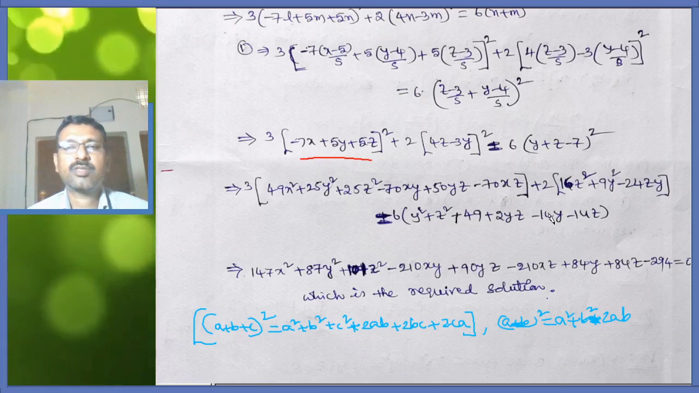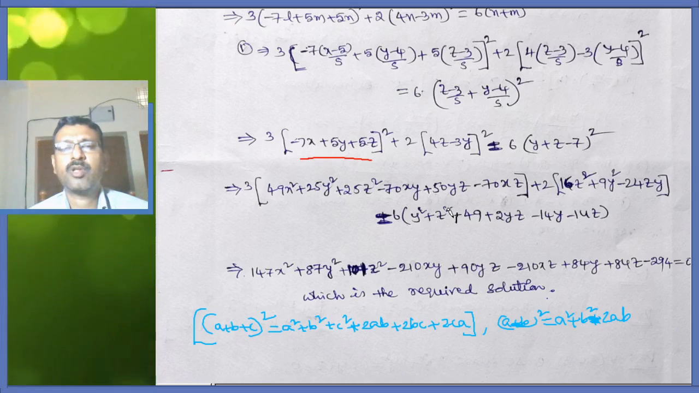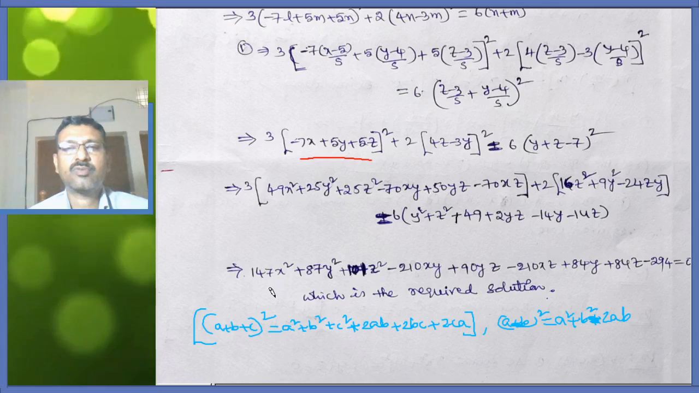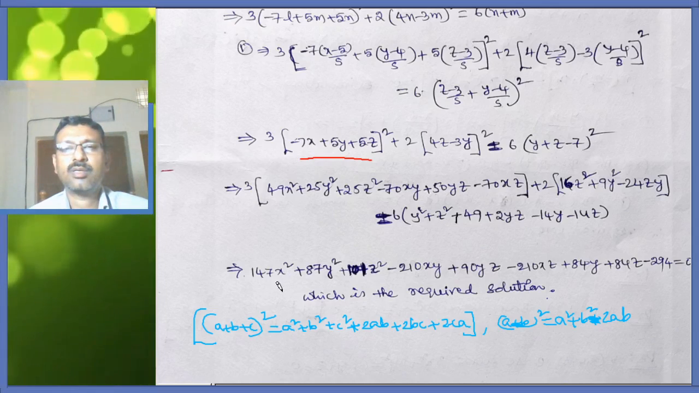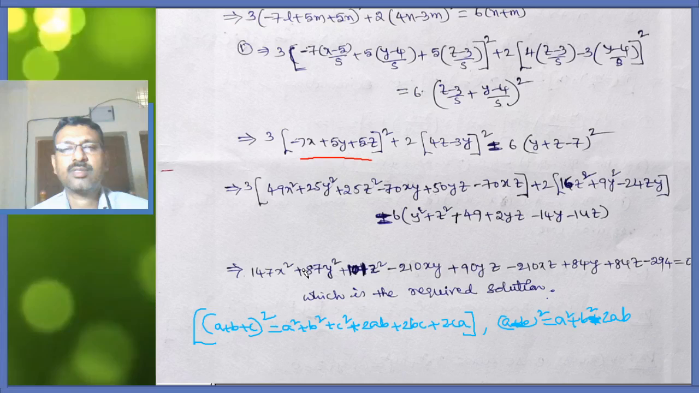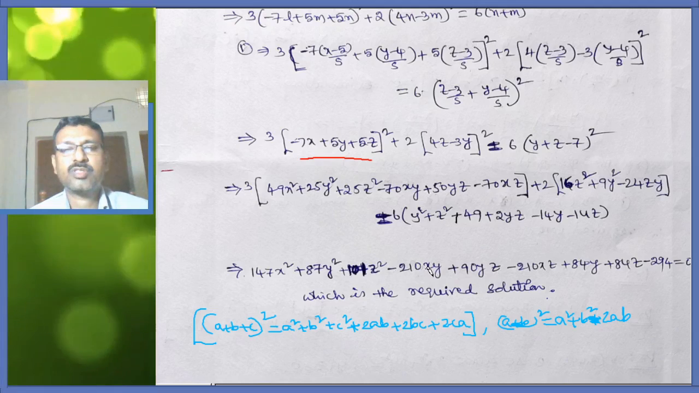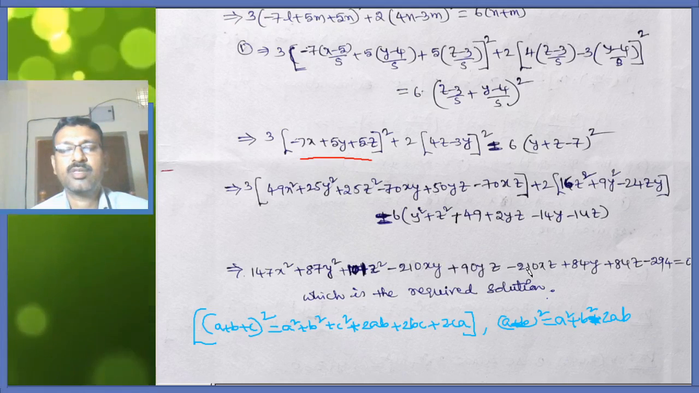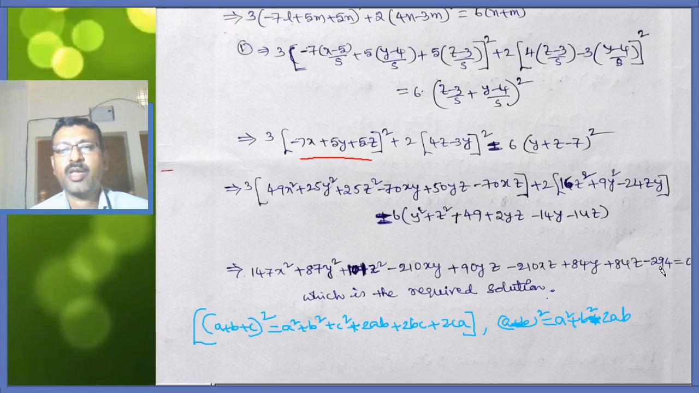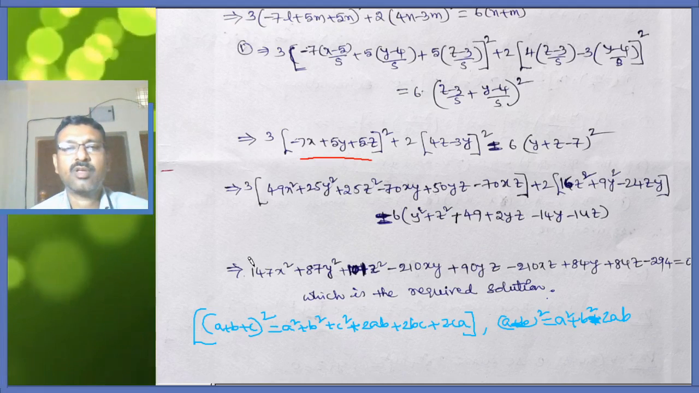So simplifying all these terms, simplifying the right terms, multiplying by 6 and shifting to the left side. After simplification we get 147x square plus 87y square plus 101z square minus 210xy plus 90yz minus 210xz plus 84y plus 84z minus 294 equal to 0. This is the equation of the required cone.